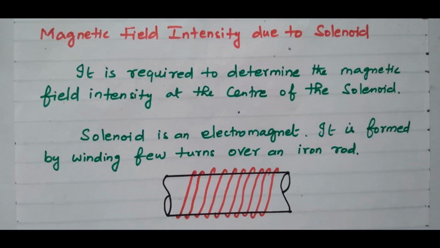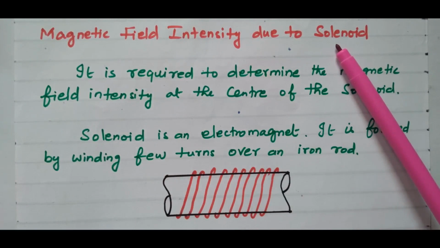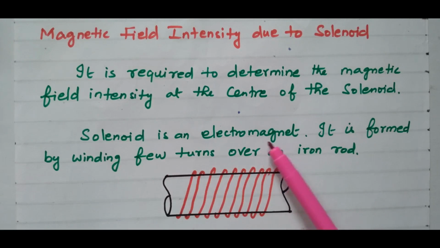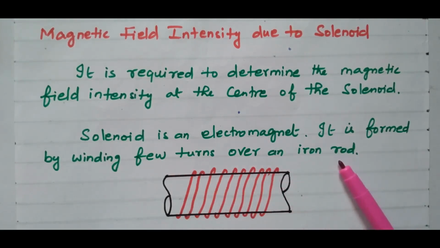Welcome viewers. In this video, we'll see the magnetic field intensity due to the solenoid. What is a solenoid? A solenoid is an electromagnet. It is formed by winding a few turns of coil over an iron rod. So the iron rod is there, and over that the coils are wound. If the supply is given, it becomes an electromagnet. So the solenoid is nothing but an iron rod over which the coils are wound. When the supply is given, it becomes an electromagnet.